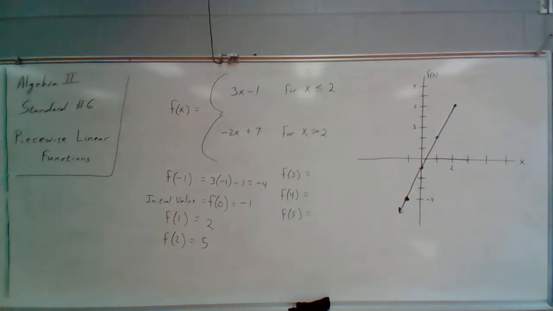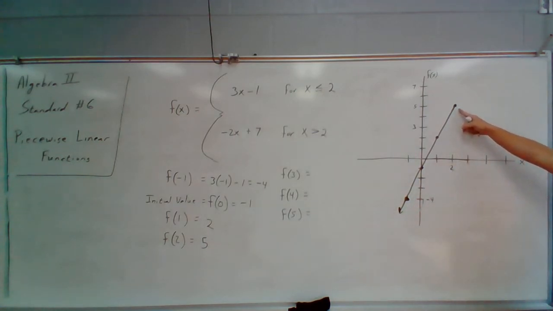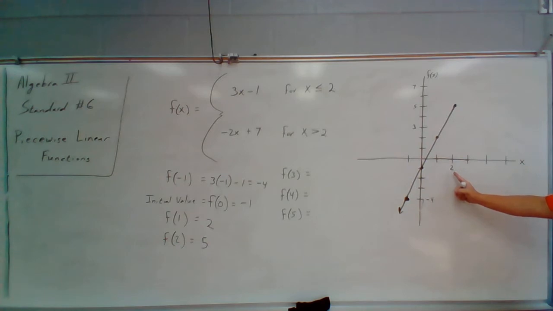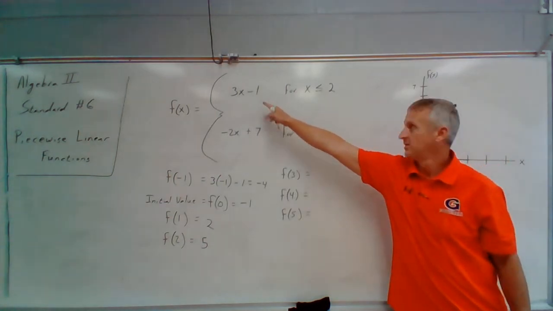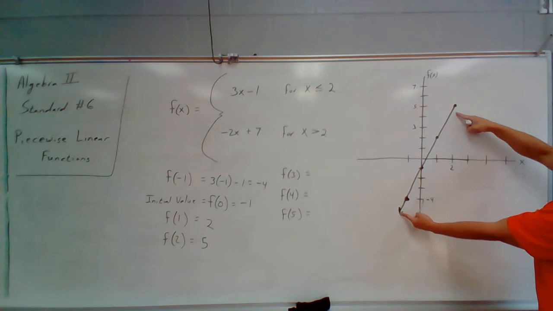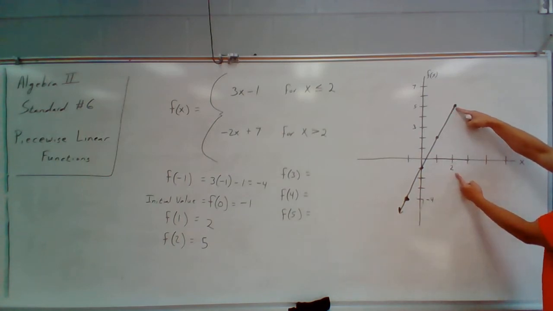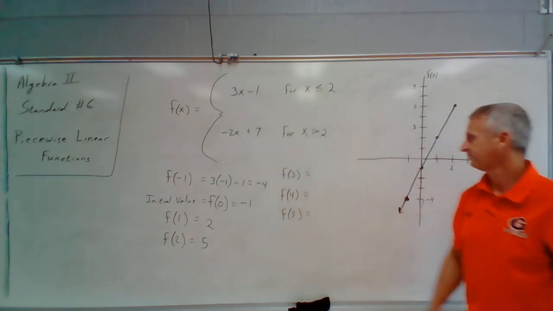Back. Okay, so the line keeps going this way forever, but notice it has to stop here because I can only plug in numbers that are less than or equal to 2 for x into this equation. So this equation goes with this graph, but it has to stop when I get to 2. Because once I go past 2, I'm going to use this equation.